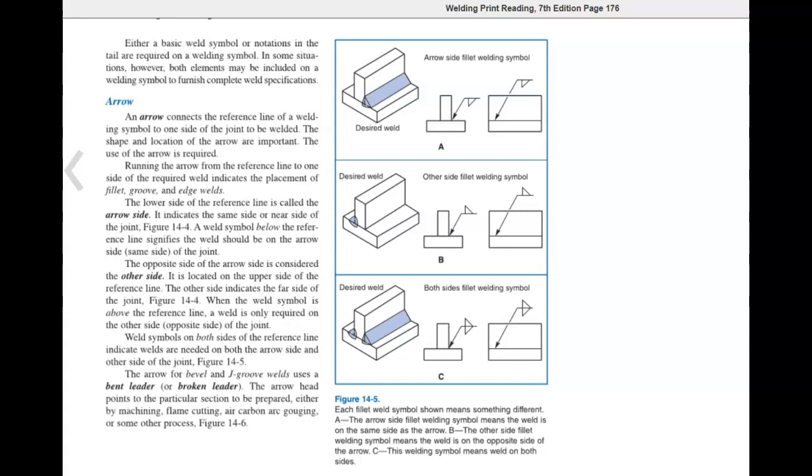The arrow for bevel and J groove welds uses a bent leader or a broken leader. The arrowhead points to the particular section to be prepared, either by machining, flame cutting, air carbon arc gouging, or some other process.